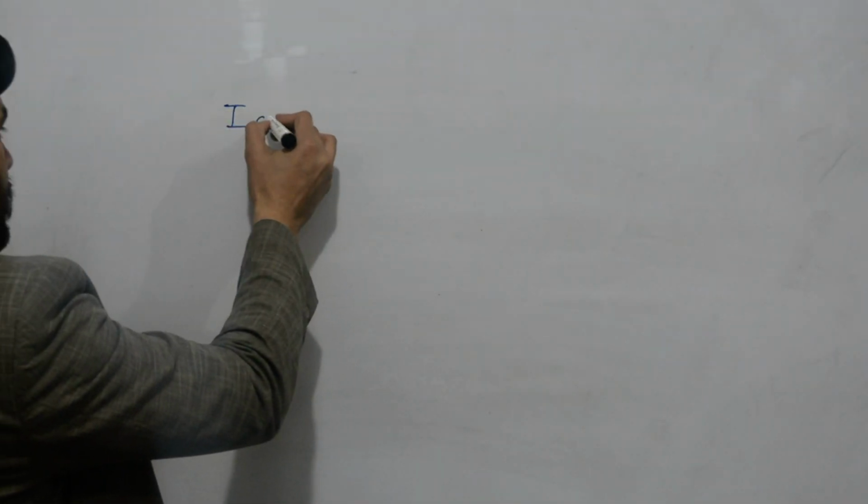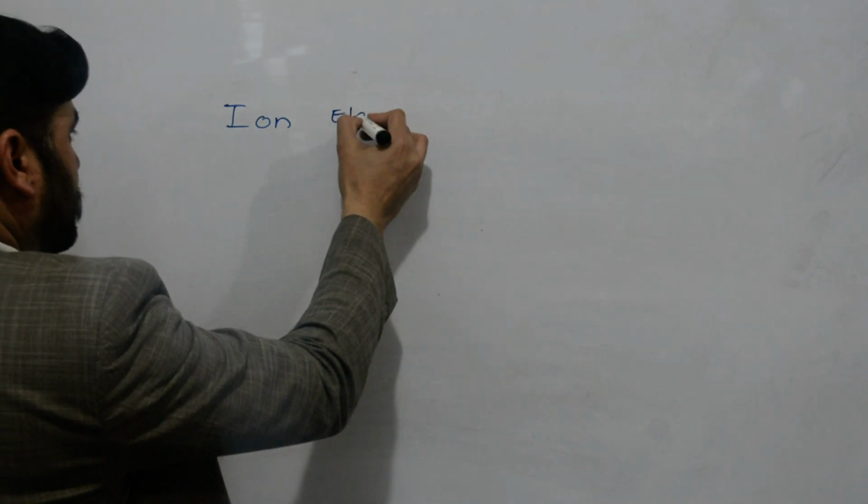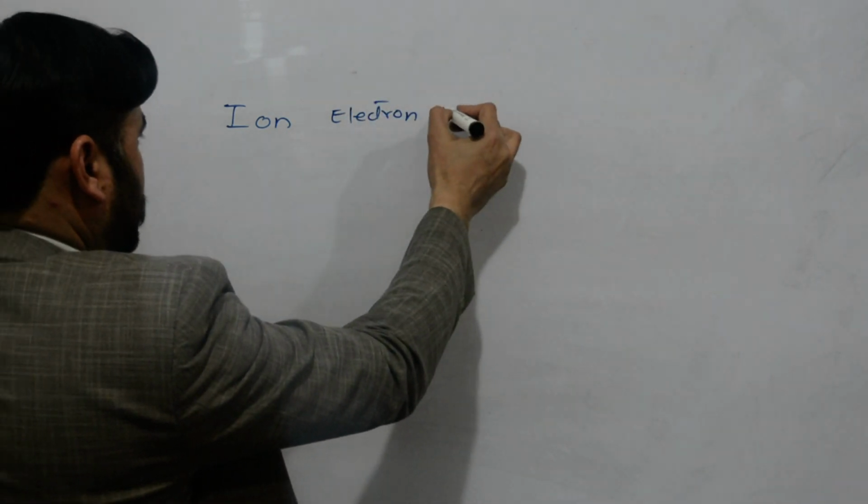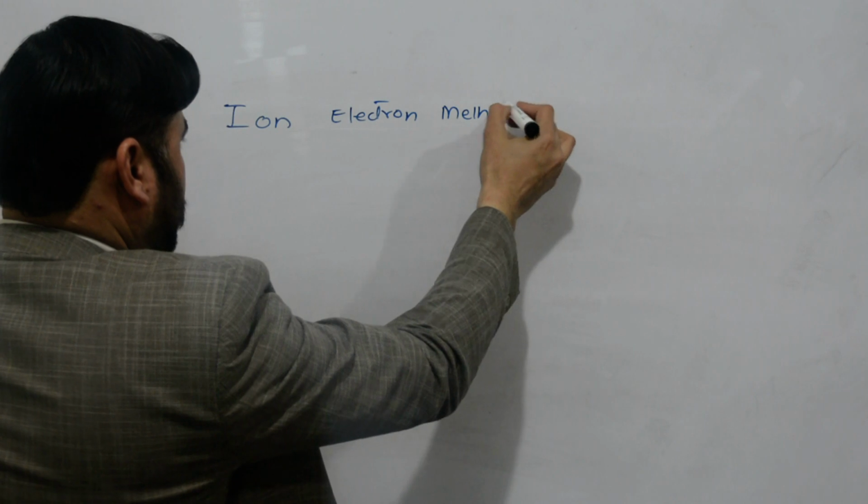इस टॉपिक का नाम है आयन इलेक्ट्रॉन मेथड। Ion electron method is basically based on the number of electrons lost and the number of electrons gained. So let's discuss this topic, ion electron method.